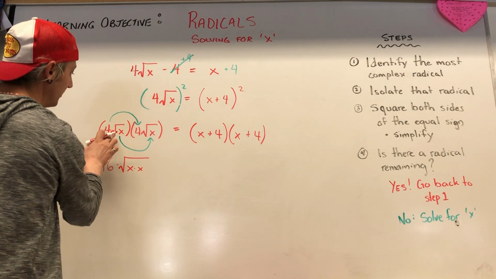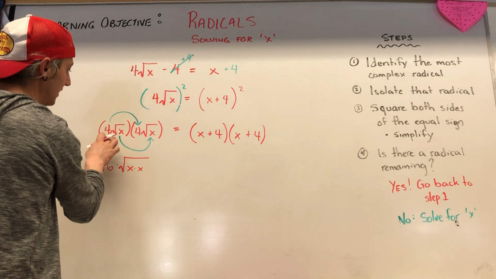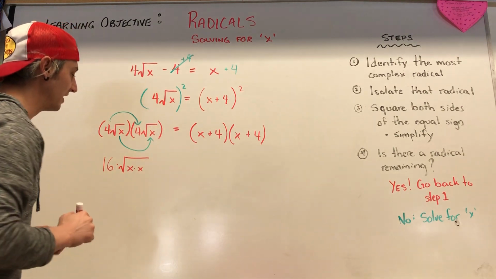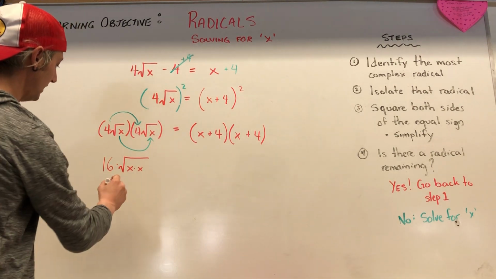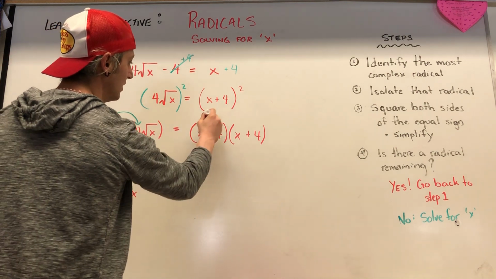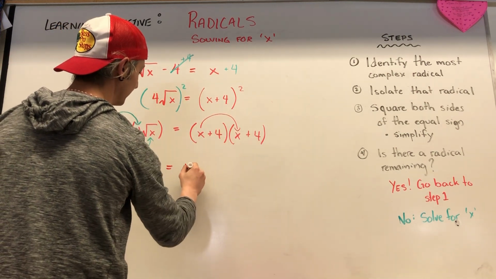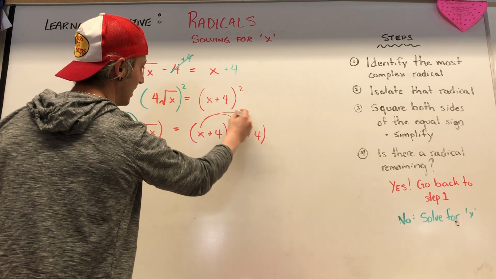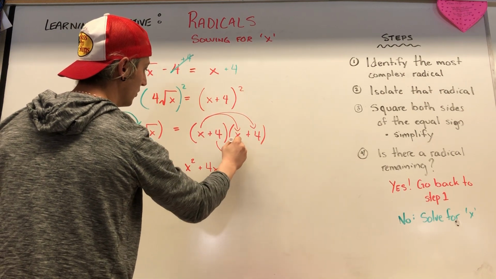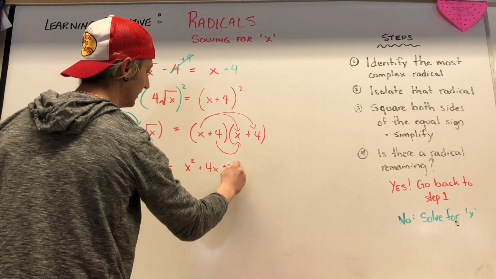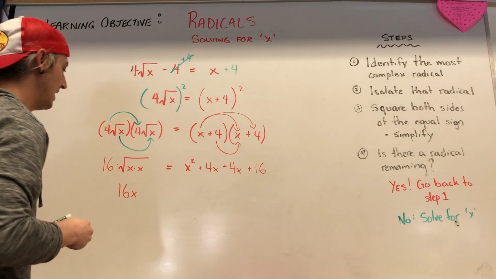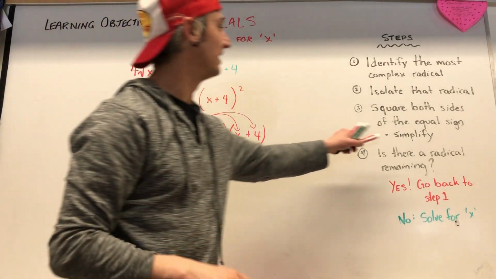And I can tell that when I multiply a square root by itself, I'm just going to get whatever number was inside the radical. So I have 16x on this side is equal to x times x is x squared, x times 4 is 4x, 4 times x is 4x, and 4 times 4 is 16. And as it says, I simplify as well.